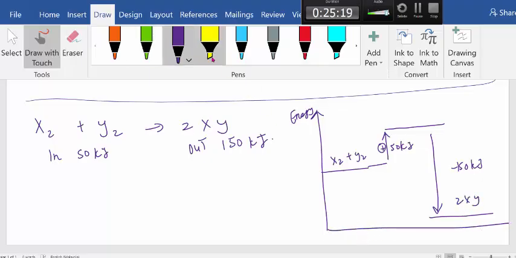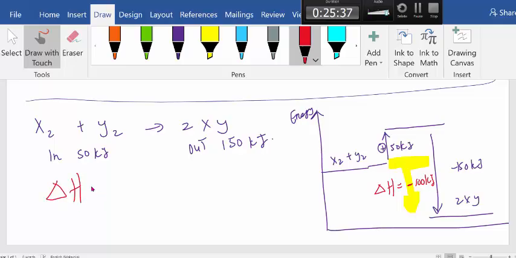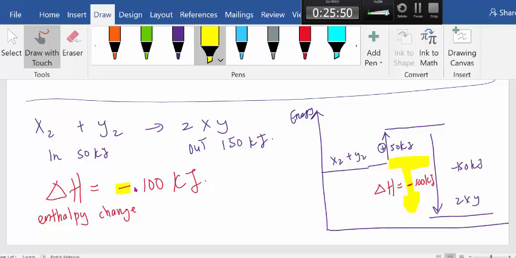So overall, how much change? 100. It's only from here to here, right? And the energy is going up or going down? Down. So this is called enthalpy change. If it's going down, it's negative enthalpy change. So I'm going to write it out: this is negative 100 kilojoules, meaning enthalpy change or energy change. And this value of negative 100 means it is an exothermic reaction.